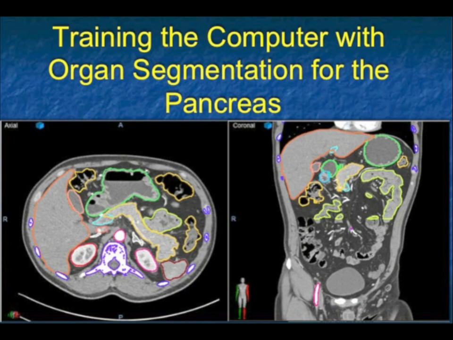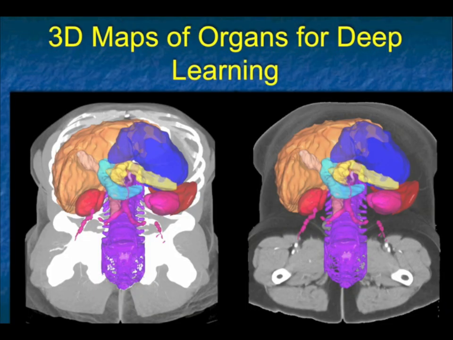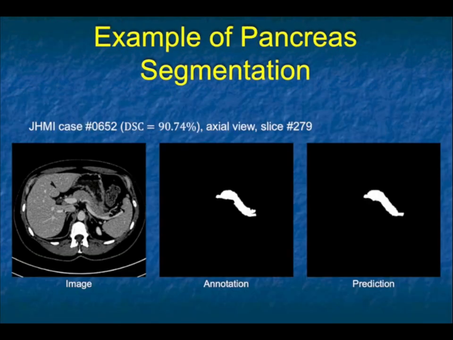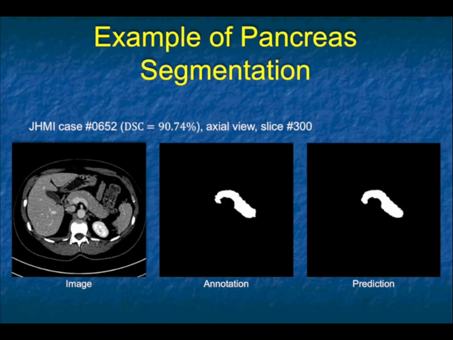We're using AI. We spent the last 4 years, through grants from the Lustgarten Foundation, teaching the computer to isolate all the various organs by first isolating them ourselves. And by 1 year, we were able to show that the computer can isolate the pancreas very accurately. Annotated, that's us. Prediction is the computer.